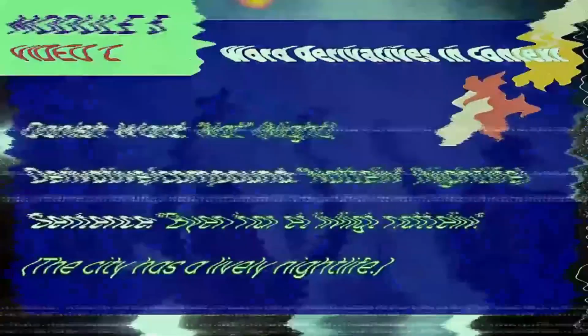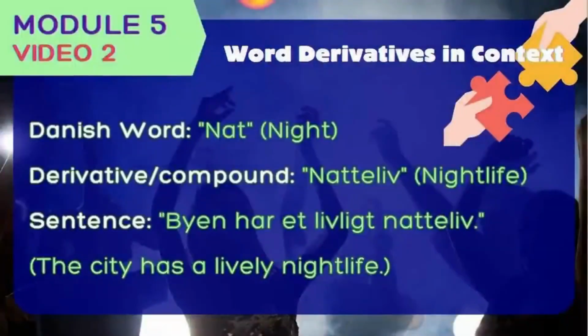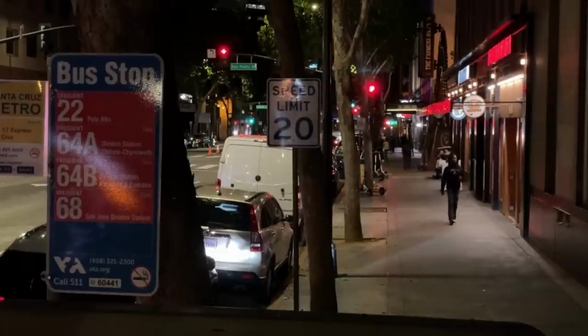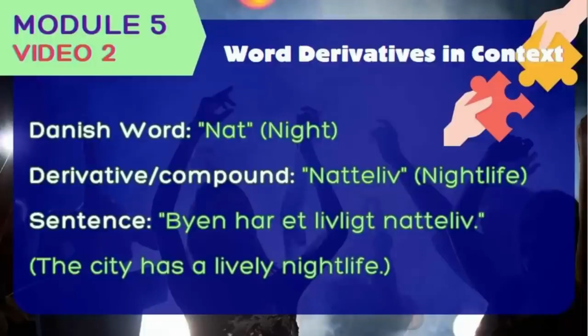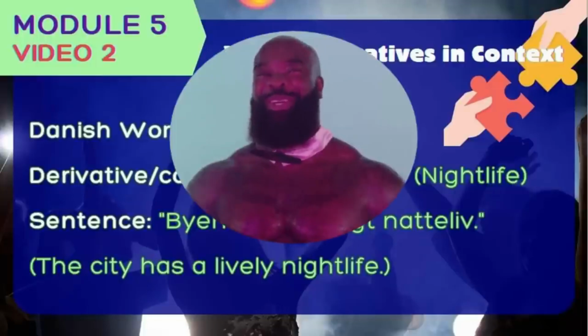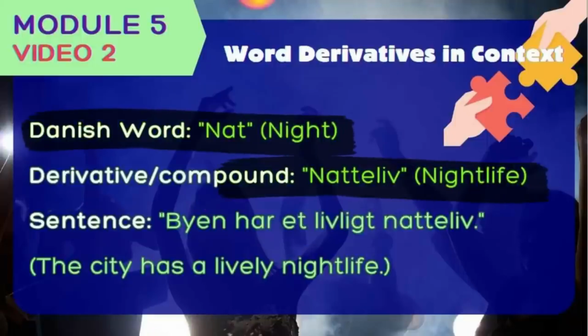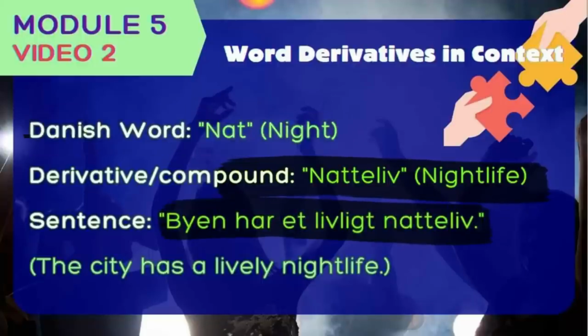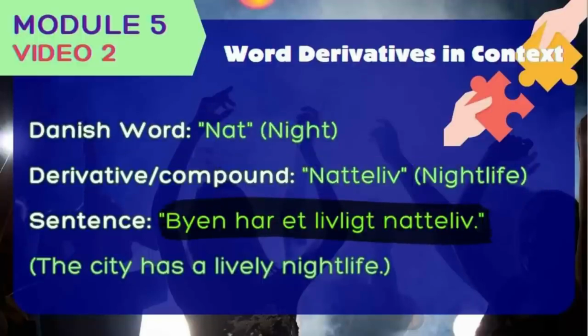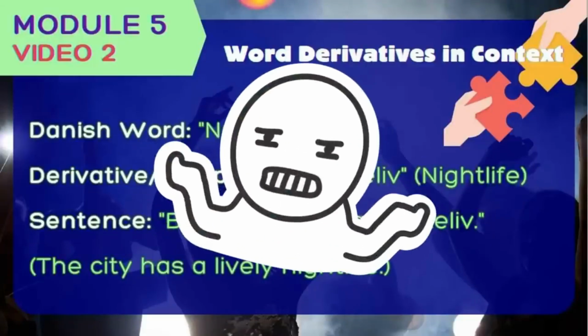It's time for some before and after. Imagine saying the city is great at night and then transforming it with derivatives, compound words, into the city has a great nightlife. You know how to say night. You know how to say life. Now you can say nightlife. Danish word nat, compound natteliv. Sentence: Byen har et livligt natteliv. The city has a lively nightlife. Does Copenhagen have a lively nightlife? Let me know.